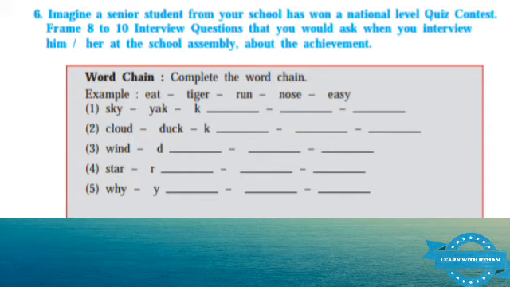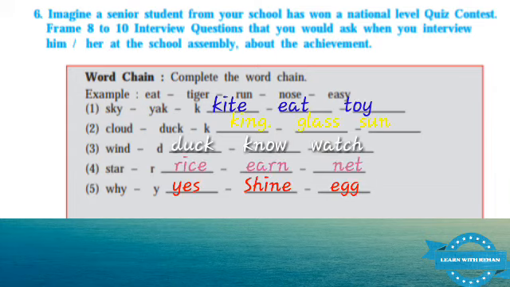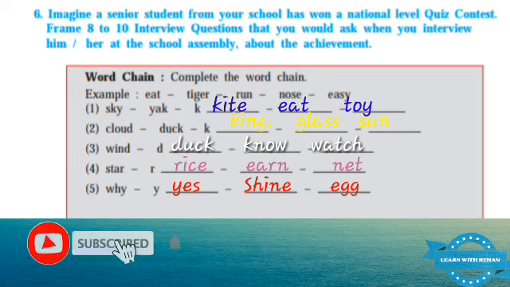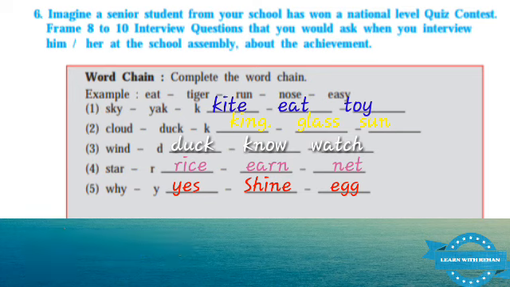Complete the word chain. Example: eat, tiger, run, nose, and easy. Number 1. Sky, yak, kite, eat, and toy. Number 2. Cloud, duck, king, glass, and sun. Number 3. Wind, duck, know, and watch. Number 4. Star, rise, earn, and net. Number 5. Why, yes, shine, and egg.